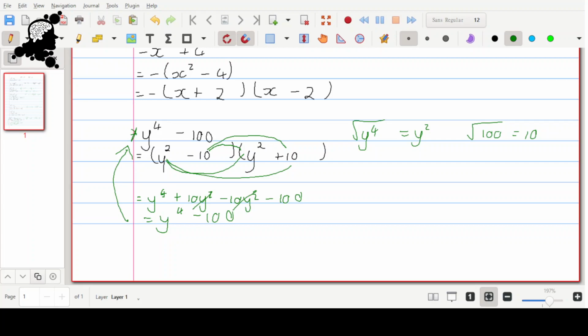I hope that this video was informative. I hope that you guys understand now how to do the difference of two squares factorization. I hope that you enjoyed the video and that you learned something new from it.